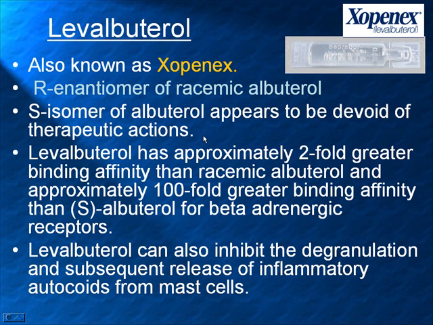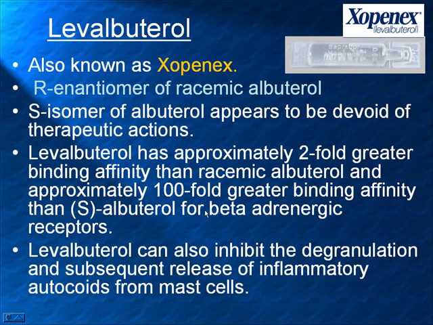albuterol and manufacture that. Now, levalbuterol has approximately a twofold greater binding affinity than racemic albuterol, and approximately 100-fold greater binding affinity than S-albuterol for beta-adrenergic receptors. So the claim is that levalbuterol, or Xopenex, is a much more beta-specific drug with less of the side effects that could be potentially caused by the S isomer. And levalbuterol can also inhibit the degranulation and subsequent release of inflammatory autocoids from mast cells.